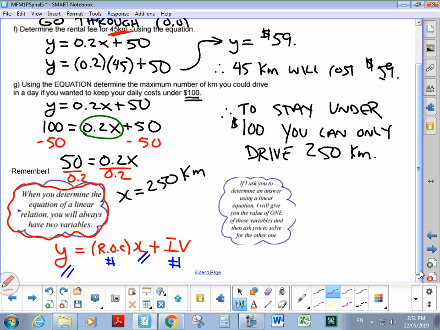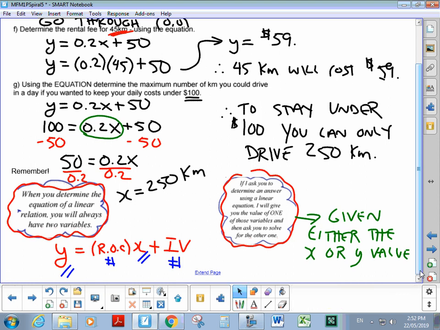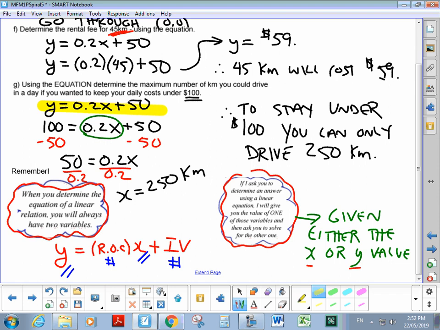If the question asks to determine an answer using an equation, you have to be given one of the pieces of information, either the x or y value, and you solve for the other. We can't just give you two variables. You need to know one of them. And again, that's why we did solving algebra equations, so that you can solve for one of the variables.